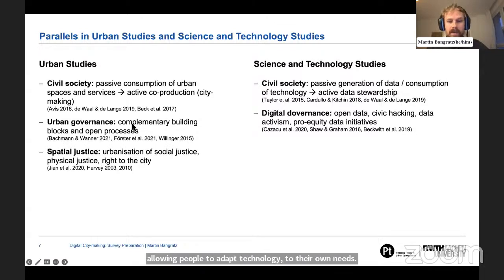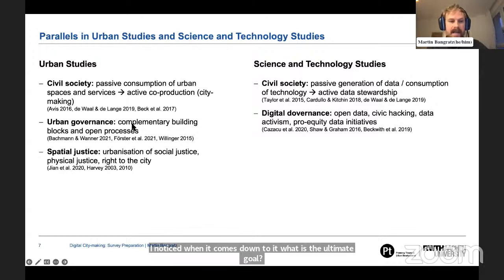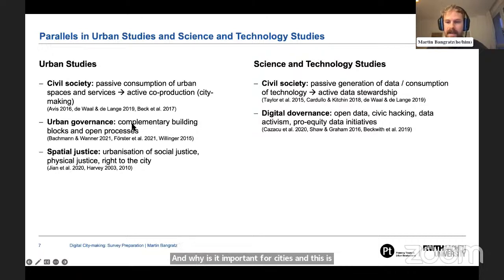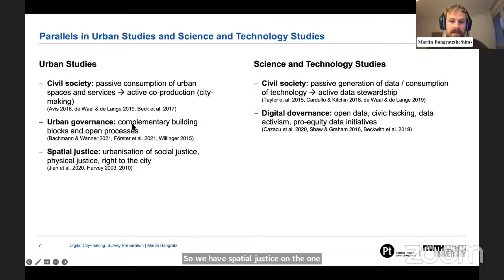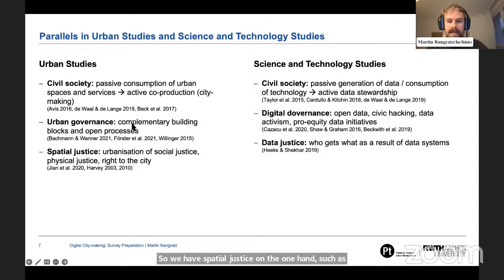And I noticed when it comes down to it, what is the ultimate goal and why is it important for cities? This is where it also ties in with the SDGs, I believe: it's about justice. So we have spatial justice on the one hand, such as access to spaces or the right to the city movement. And we have data justice, meaning who gets what as a result of data systems.